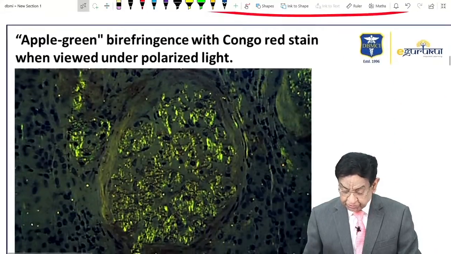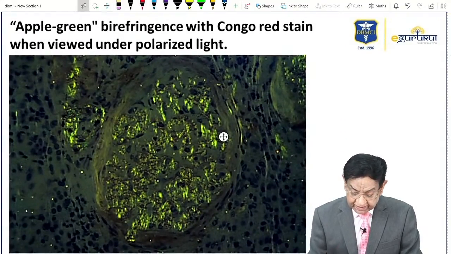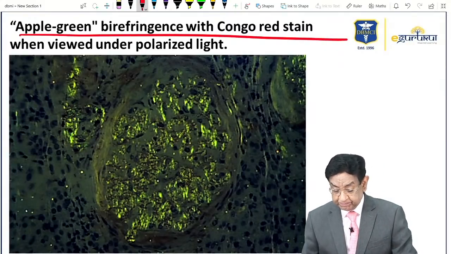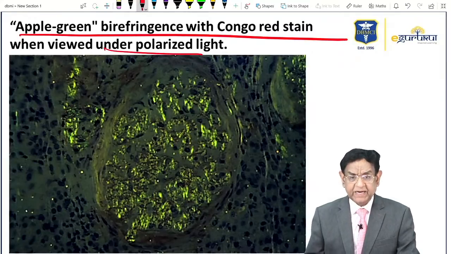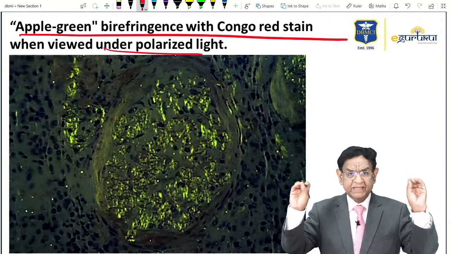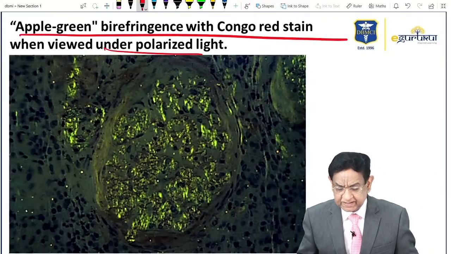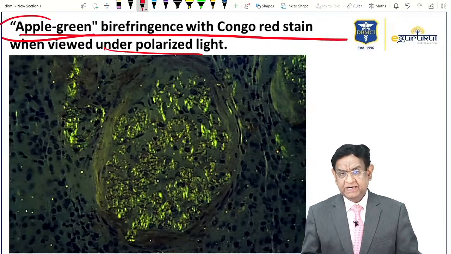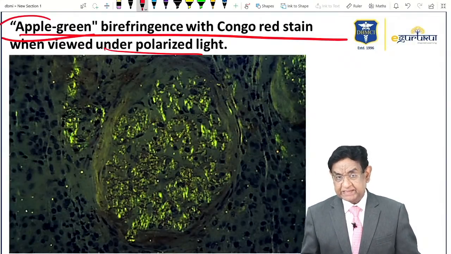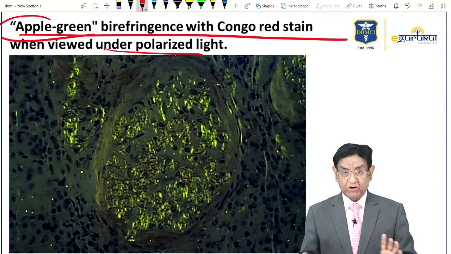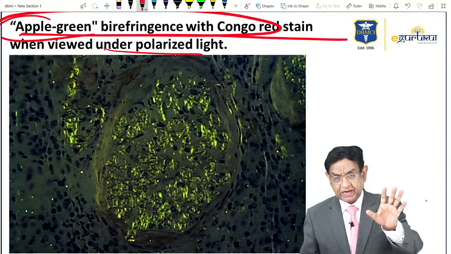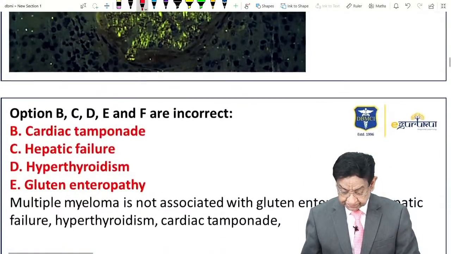Now I will just show you what you mean by apple green birefringence, Congo red stain. When viewed under the polarized light, it looks like you are looking at the sky. In the sky, there are lots of tiny stars, but they are apple green color in contrast to the white stars that we see in the background of the black sky at night. You are getting apple green birefringence. This line itself is the golden line: you are dealing with amyloidosis.